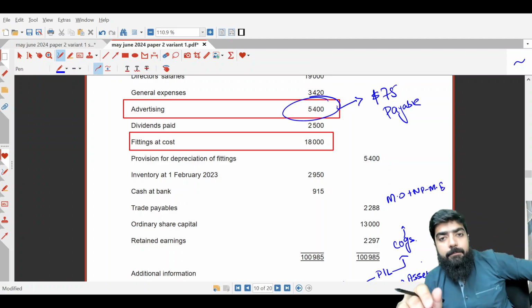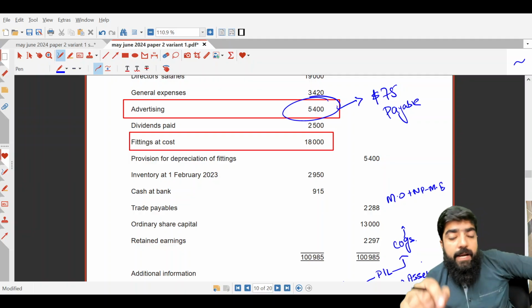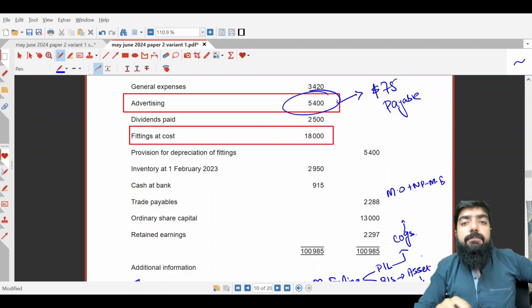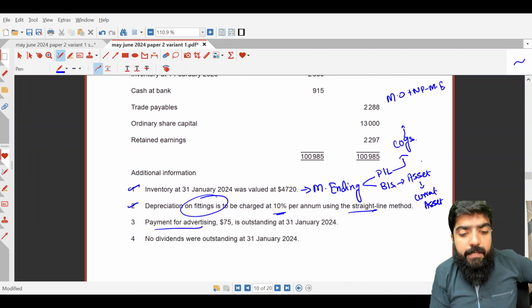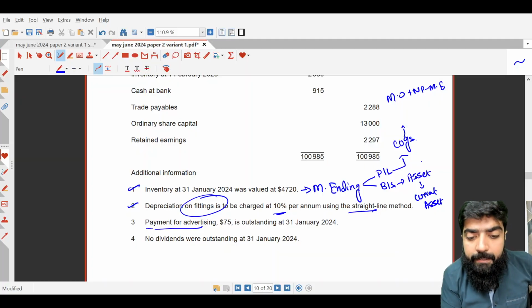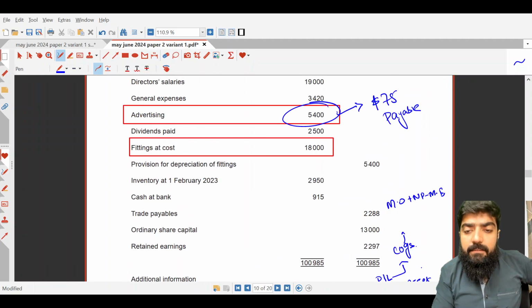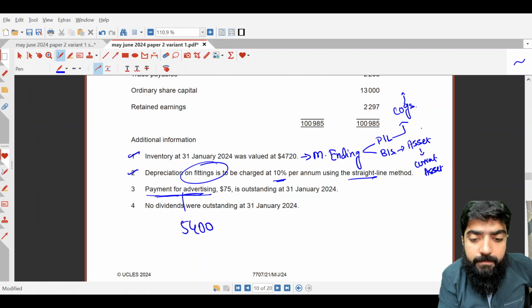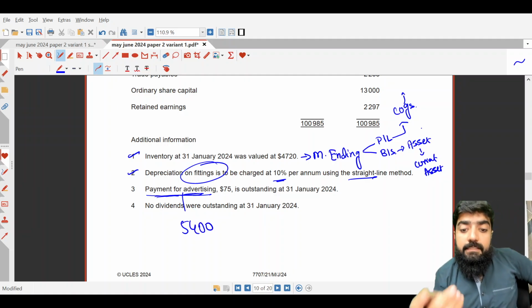But the second statement, that we have to add it: there is no need to add. Why? Because this amount is already included in this 5,400. Now read this statement again. Payment for advertising, how much? How much we have paid for the advertisement? That is 5,400.